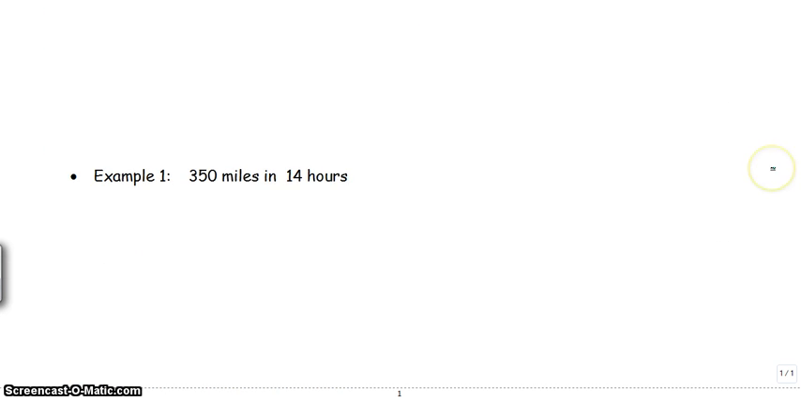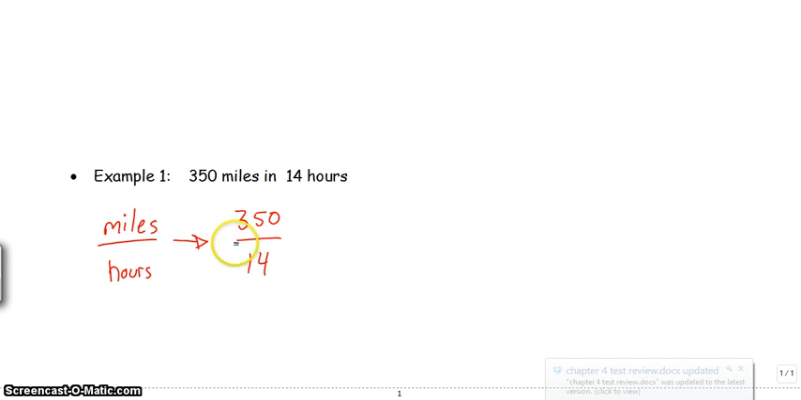First of all, it's often used with distances and times. So we want to compare 350 miles in 14 hours. If I want this in a unit rate, I want to know how far we would go in 1 hour. So we're going to compare miles to hours. And we set this up as a fraction. Miles was 350. The number of hours is 14. And as we all know, when we have a fraction, the operation is division.